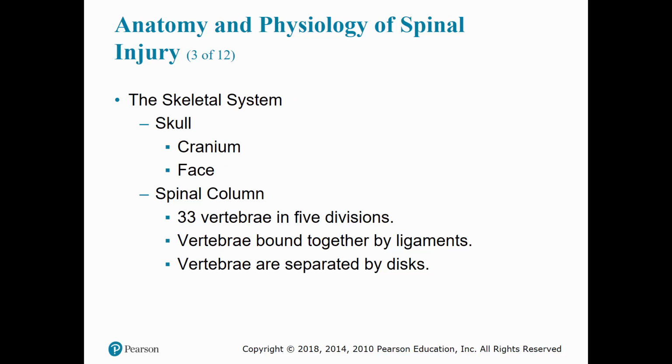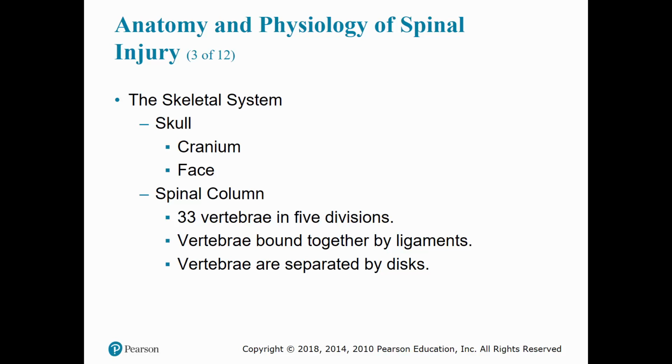Your spinal column is divided into 5 parts. You have the cervical spine, the thoracic spine, your lumbar, sacral spine, and your coccyx. Your cervical spine is the first 7 vertebrae that form the neck. This is the most mobile and delicate portion of your vertebrae, and injury to the cervical spine or C-spine is the most common cause of spinal cord injury.